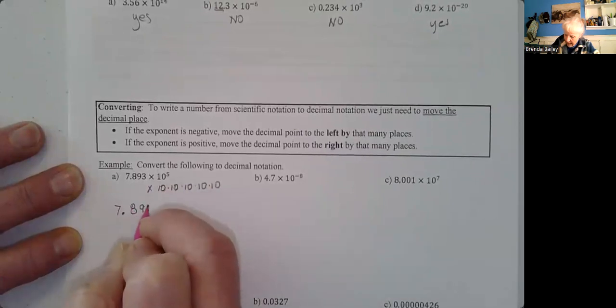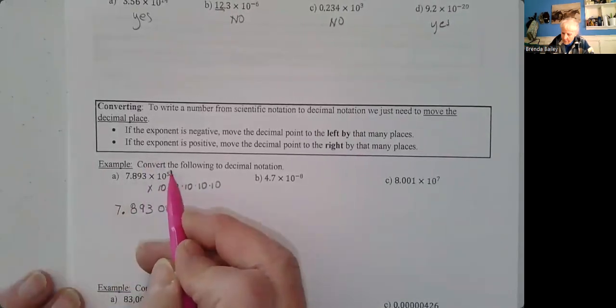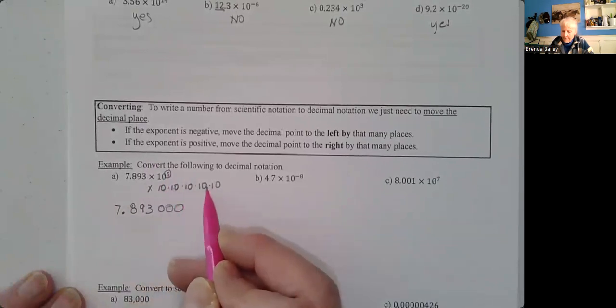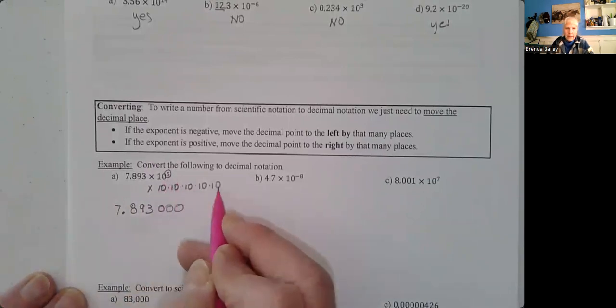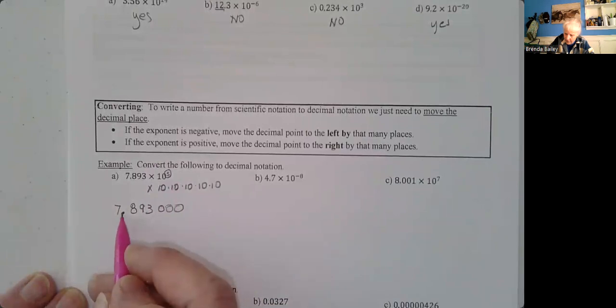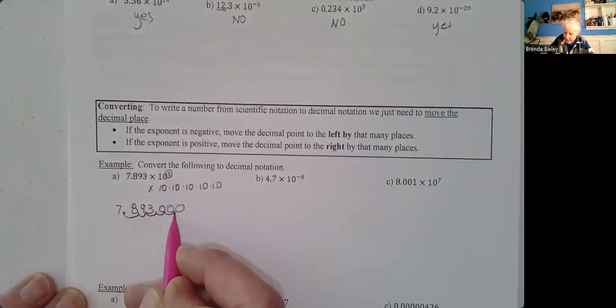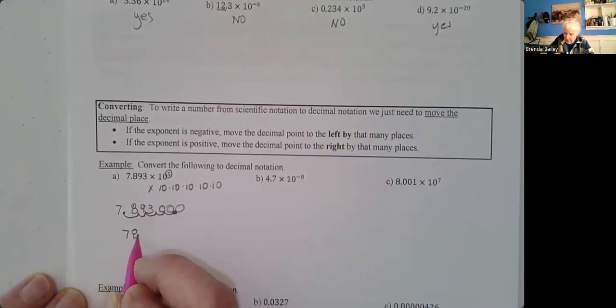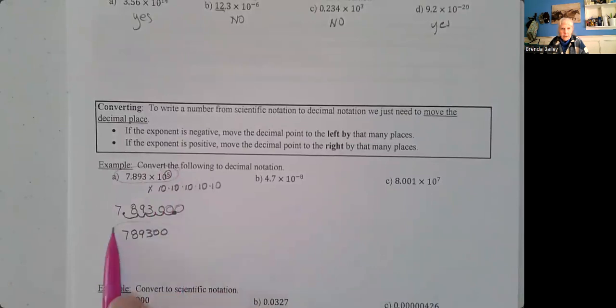So this would be the number of zeros that you got. I'm just going to write it down. I'm going to add some zeros. We may not use them all. I'll just add a few. We're going to move this over 5 times. I have 5 zeros. You move it over to the right. Okay, these are multiplying. So you move it to the right 5 times. 1, 2, 3, 4, 5. So 489,300. Okay, these two are equivalent statements.